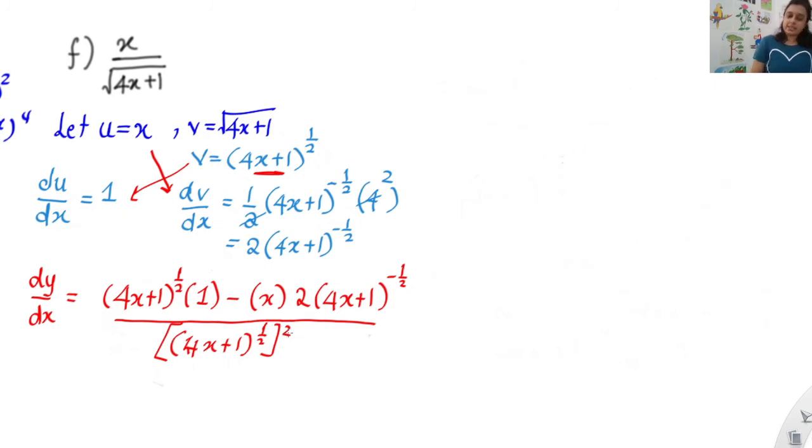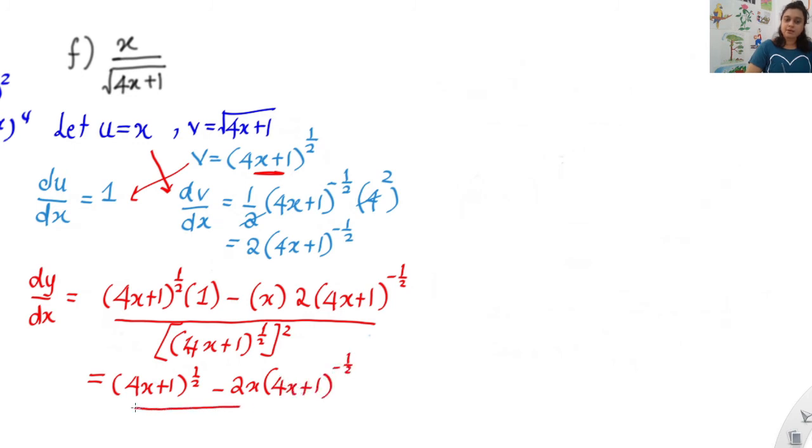Once you have done this, now we go towards the solving part. For the first part, nothing to solve, just copy back. For this one, 2 and x can multiply, so you will get 2x times (4x plus 1) to the power of negative 1 over 2. How about the down one? Anything you can do to solve it? 1 over 2 times 2, you get 1. So for the down one, you just remain with 4x plus 1.